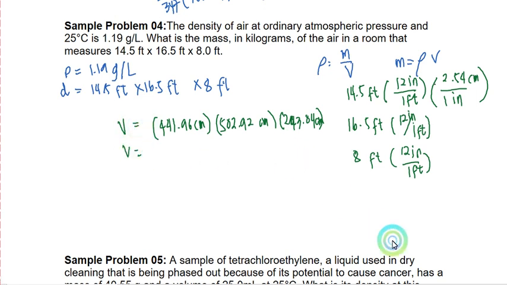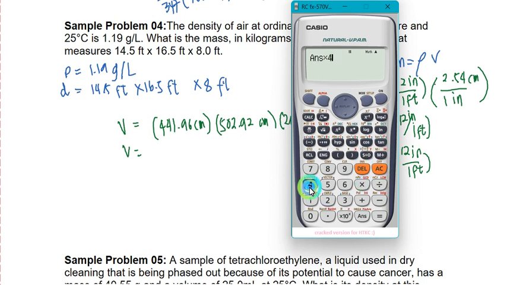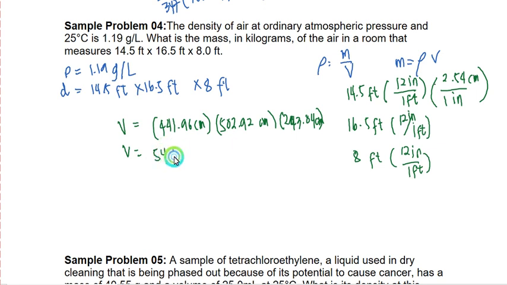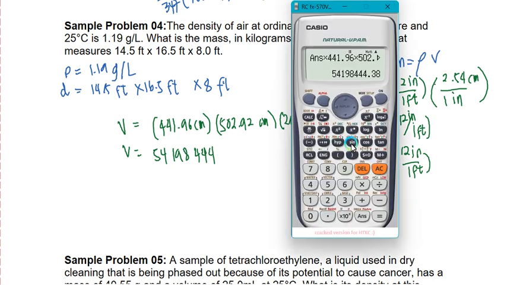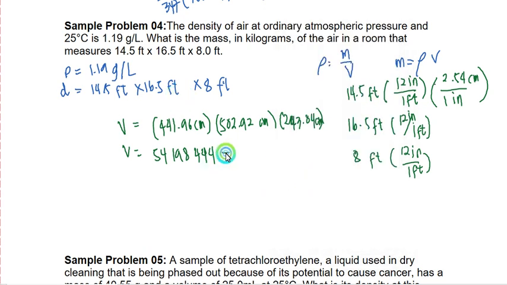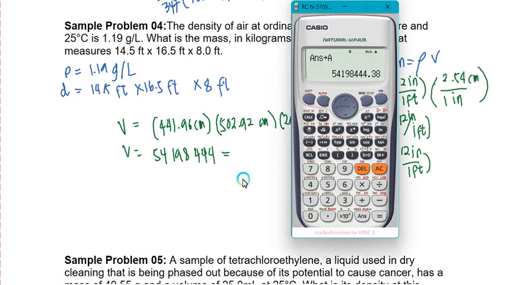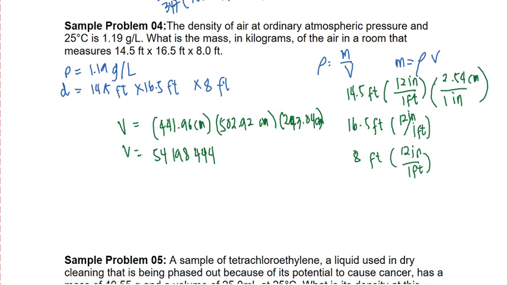So our V is equal to, multiply them all, 441.96 times 502.92 times 243.84. So our volume is equal to 54,198,444.38. Okay, I will store it in a variable. So our unit now is cm cube.